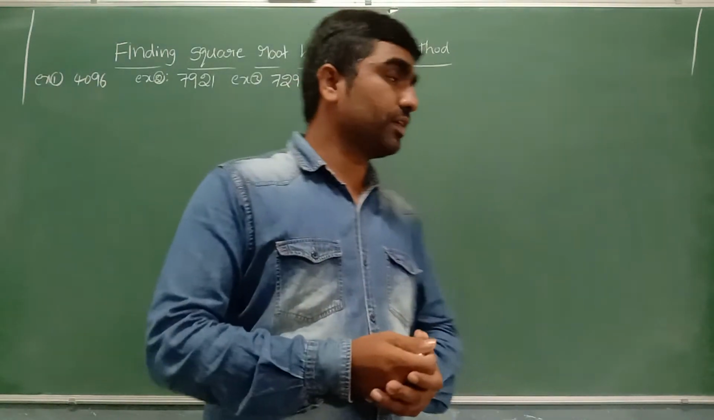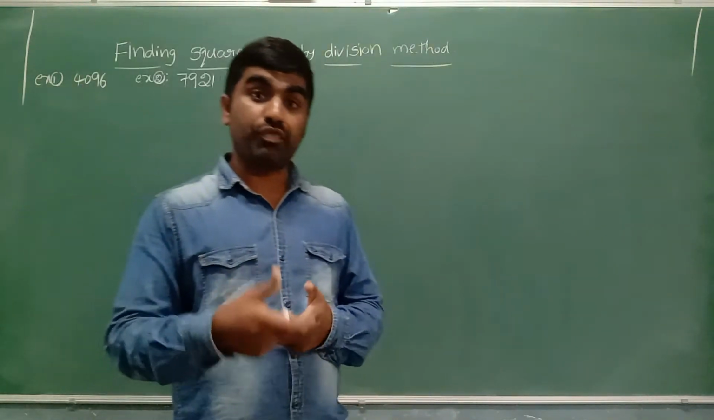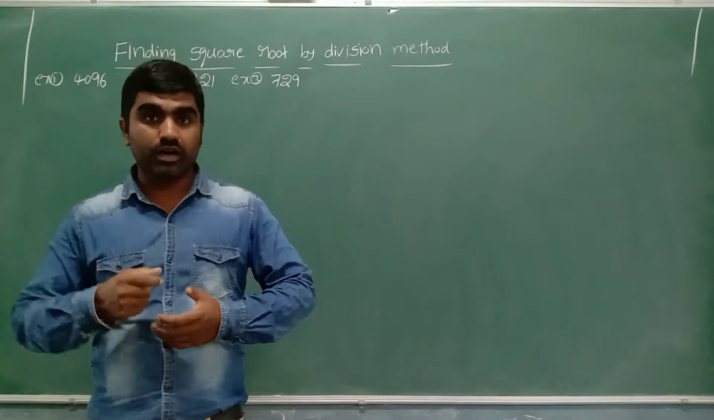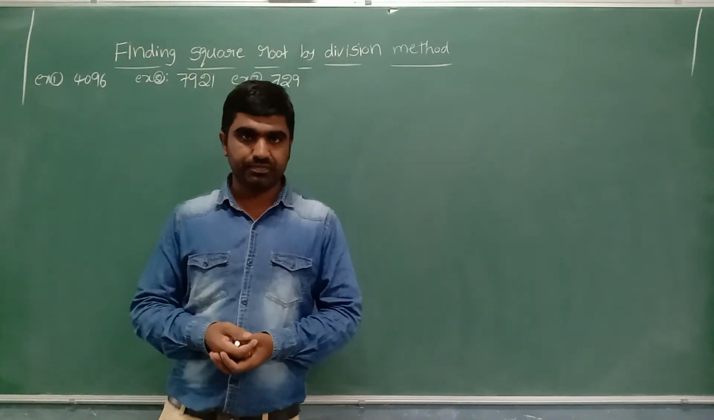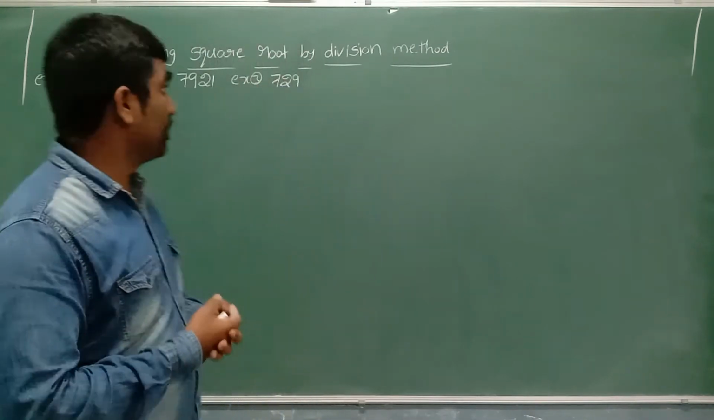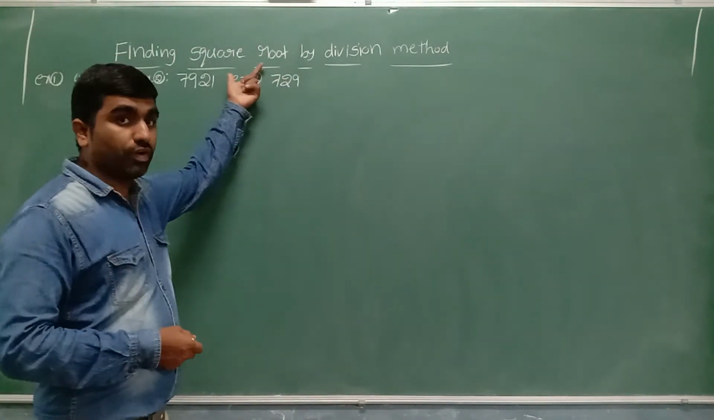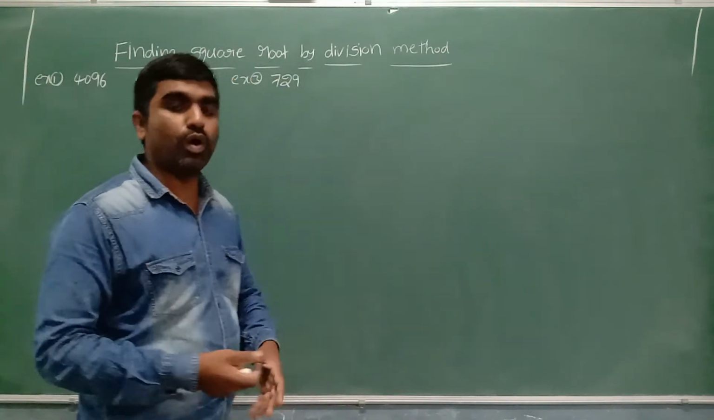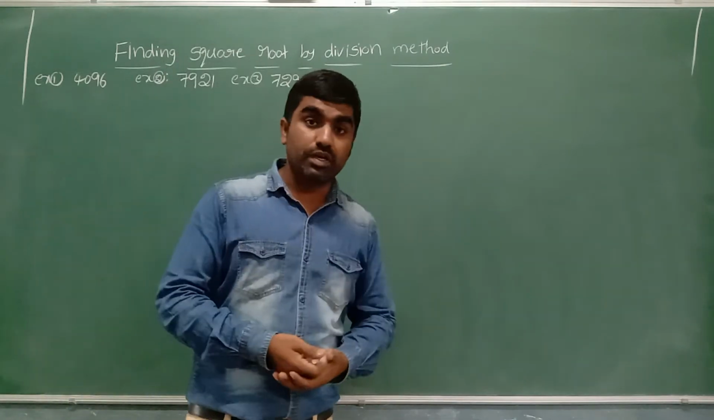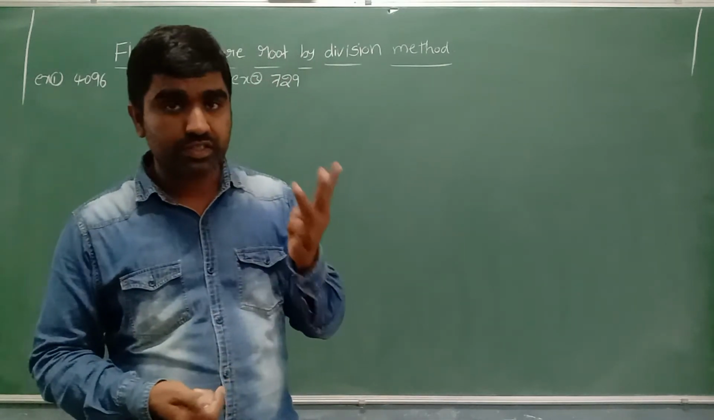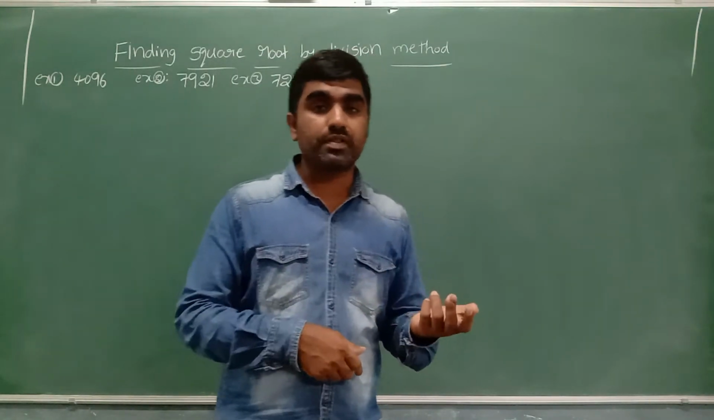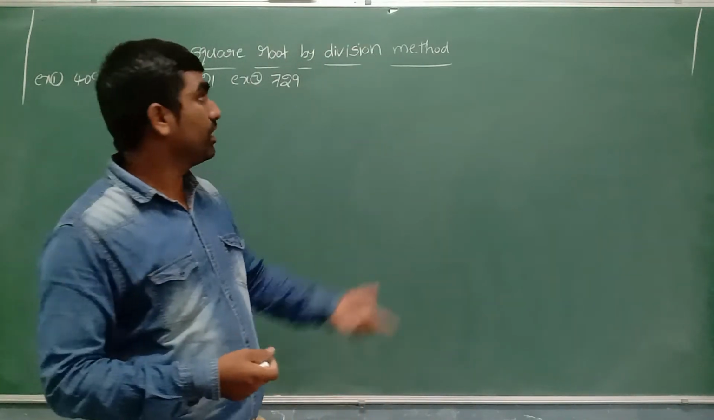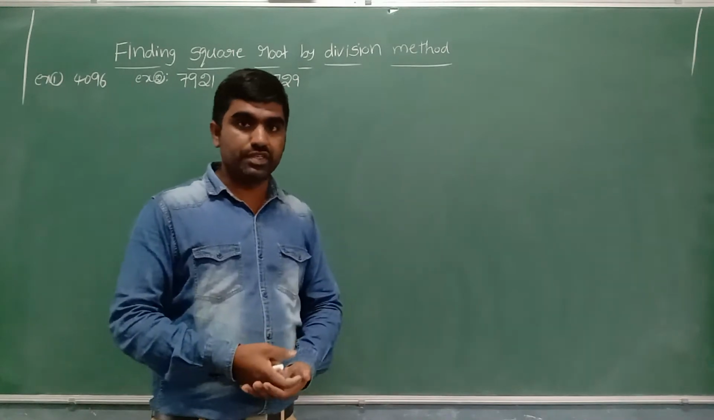Welcome to today's class. In the previous class we learned how to find the square root by using the repeated subtraction method and also the prime factorization method. Today we are going to learn how to find the square root of a number by using the long division method, or division method. So in total we have three methods to find the square root of a number: repeated subtraction method, prime factorization method, and the last one is the division method.